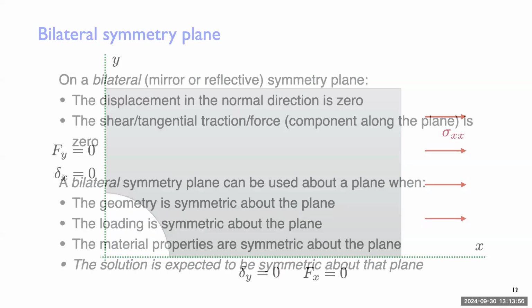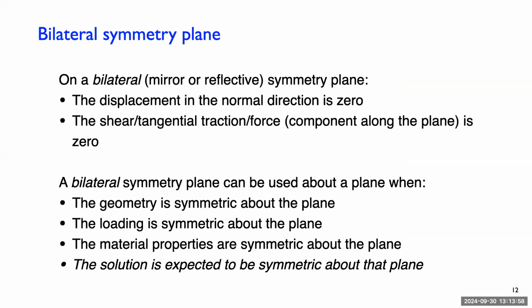That type of symmetry is called bilateral symmetry. So there's two sides. Bilateral symmetry is also known as mirror symmetry or reflective symmetry. When we think of a symmetry plane, this is the classic idea of a mirror. Imagine you bring your part to a mirror, it's a reflection of it. So that's the idea of so-called bilateral symmetry. The displacement in the normal direction is 0, and the shear or tangential force or traction is also 0.